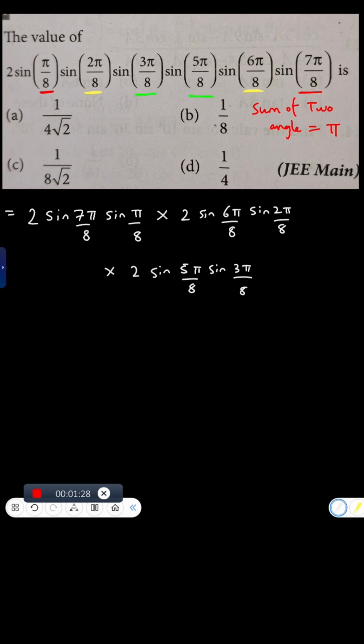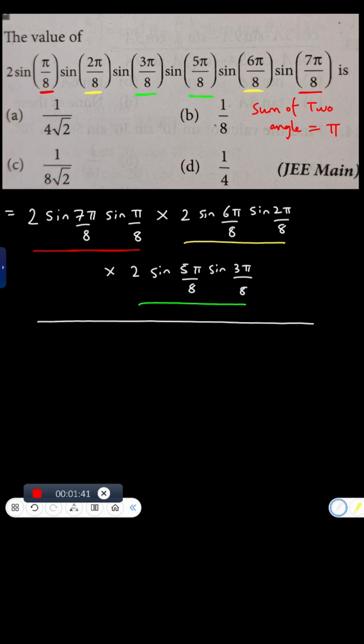I hope everybody has understood what I've done. This is the red part grouping, this is the yellow part grouping, and this is the green part grouping. You must have realized that in the expression there is only one 2, but I have multiplied it by 4 extra. So to balance it, I'll write upon 4, because these 2s were not present in the sum. I have multiplied it extra.